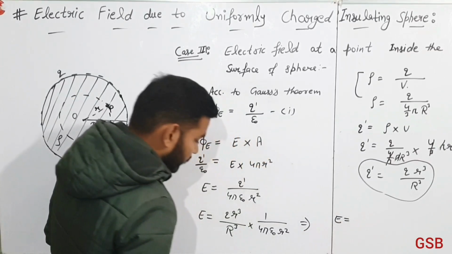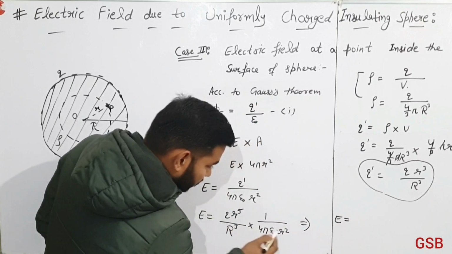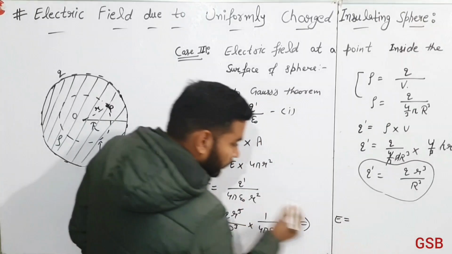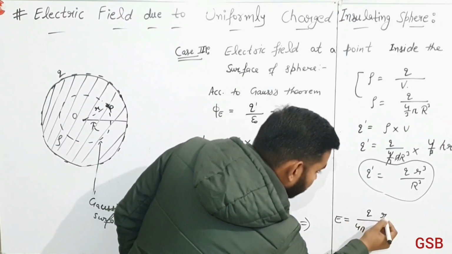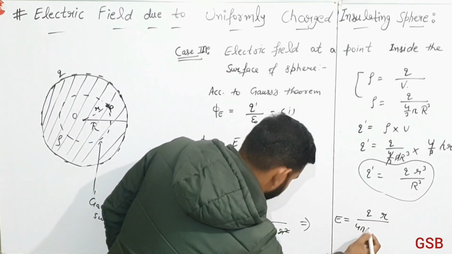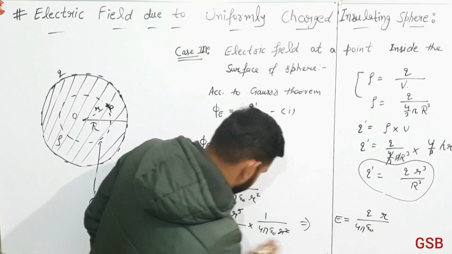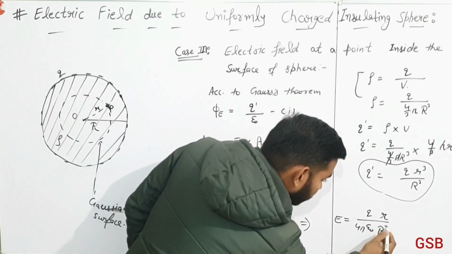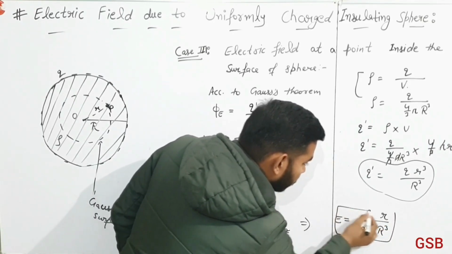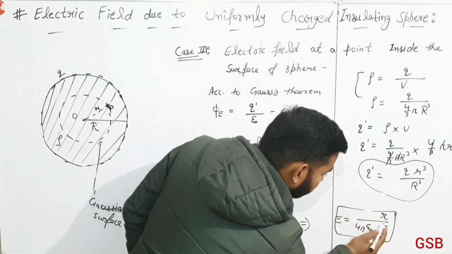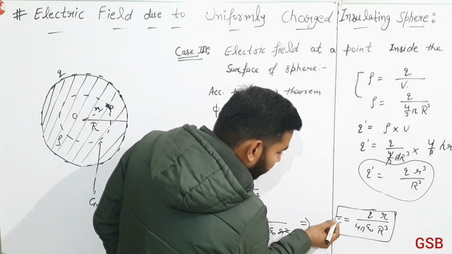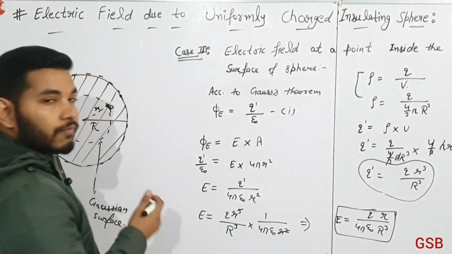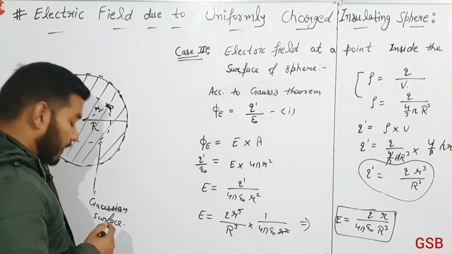Here r square is cancelled out, so E is equal to Q r by 4 pi epsilon naught R cube. This is the electric field inside the insulating sphere.